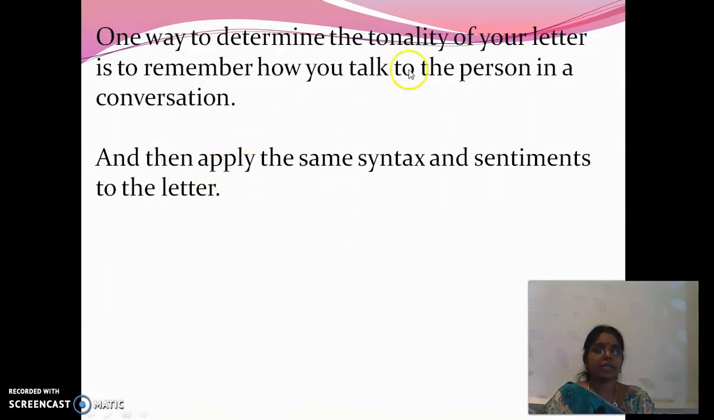One way to determine the tonality of your letter is to remember how you talk to a person in a conversation. This shows our status, our dignity. The words we use show who you are. Then apply the same syntax and sentiments to the letter. So the words and language we use have to be proper, very respectful to elders, and it can be anything to your close friend. There too, we have to maintain our dignity.